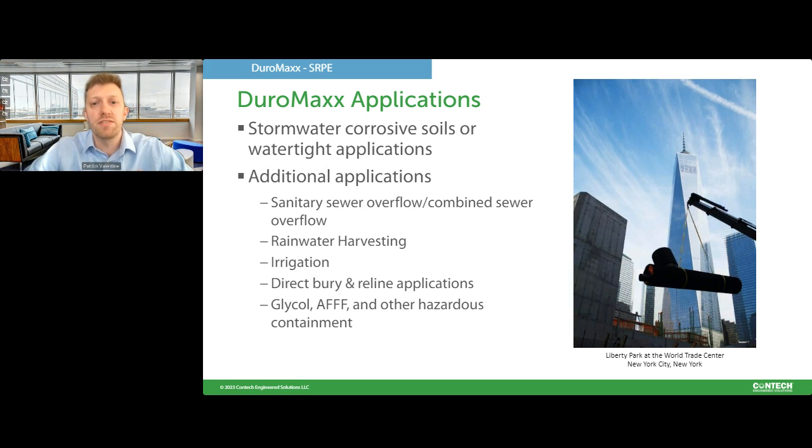Duramax is definitely more of a niche product. So if you just have a standard detention system, I would definitely recommend starting with CMP, or corrugated metal pipe. That's definitely going to be the more economical solution. But if you have a project that's similar to this VDOT project that I talked about today, or it fits one of the categories on this slide, I would recommend reaching out to your local Contech representative, and I'm sure we can find a solution for you using Duramax.